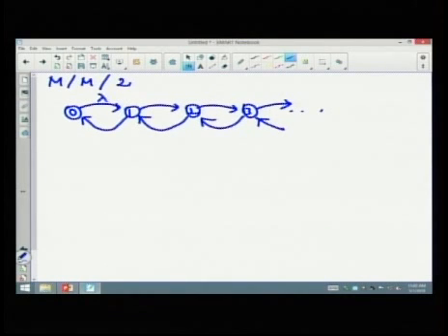So we have lambda all the time. And then here we have mu and 2 mu. If there are 2 customers and both servers will be busy, so you need to multiply by 2, right? And then although there are 3 customers here, since you have only 2 servers available, the service rate would be 2 mu. Is that right?